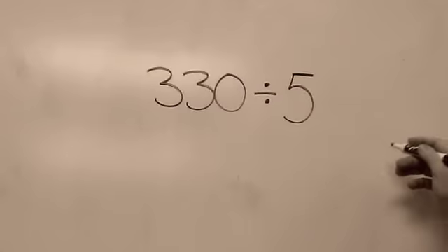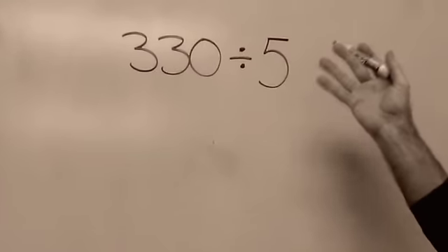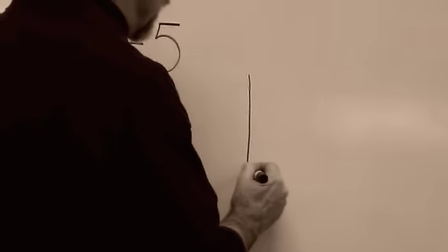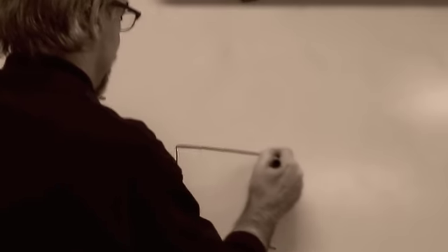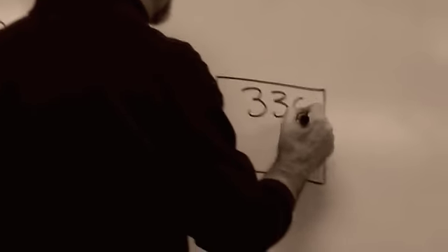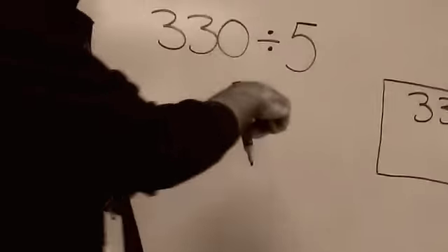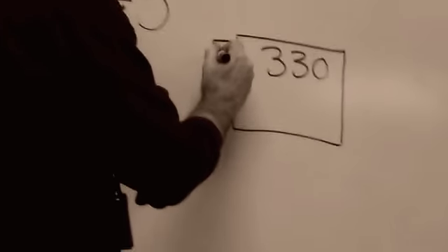So the first thing we're going to do is say, okay, I've got 330 and I've got 5. What could I do with that, or how can I multiply that? I'm going to draw a little box right here, and we're going to write 330 inside the box. The number that's our divisor, we're going to put outside the box.